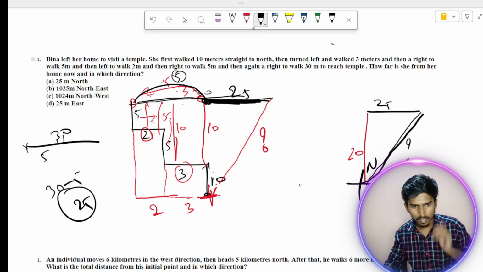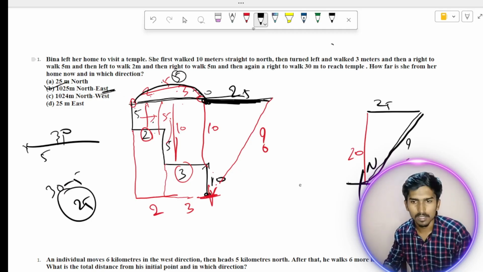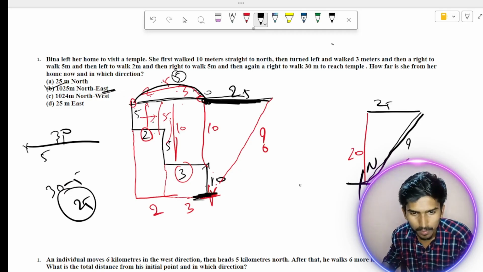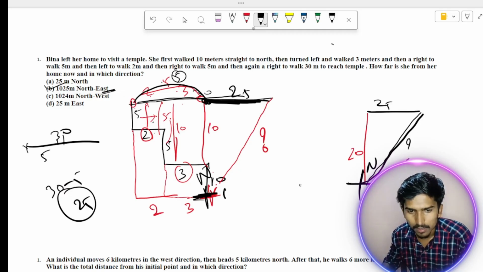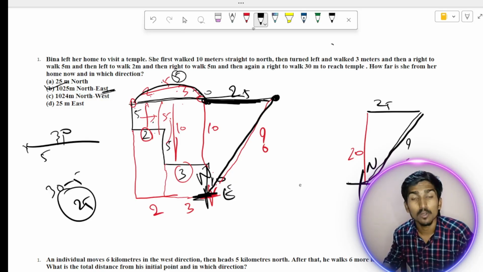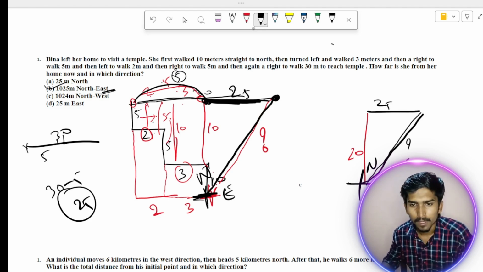Where do we have the answer? Yeah, we have a northeast. We can directly click the answer because there is only one option with northeast. From here, observe, if this is north, this is east. So northeast is the direction where the temple is located from the starting point, from the home of Bina.